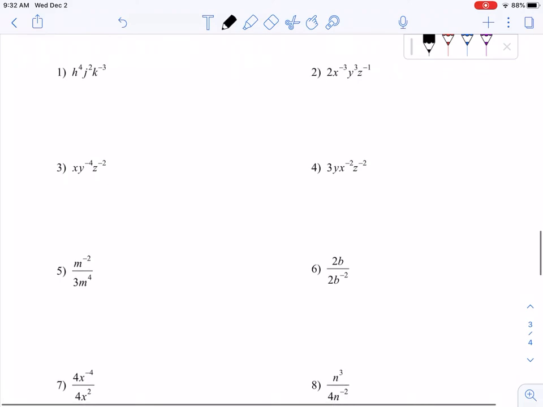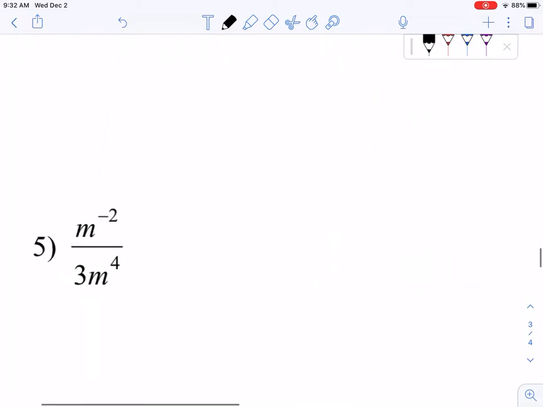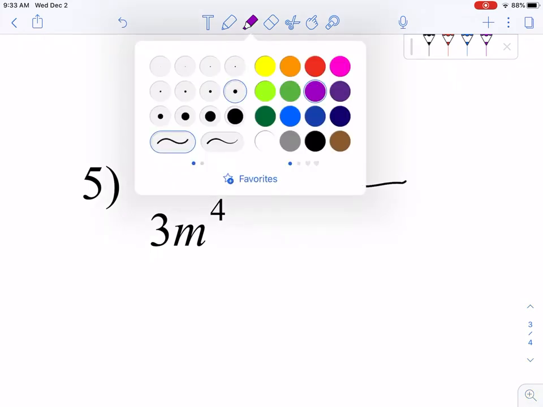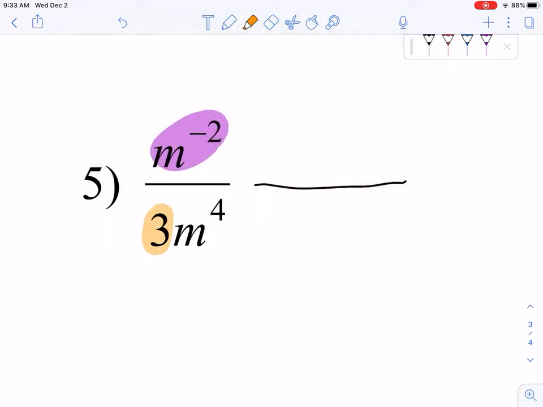So let's take a look now. I'm going to add another concept in, which is when we move these, sometimes, like this m to the negative second is unhappy. So check this out. We know that m to the negative second, which I'll highlight in purple, needs to move. 3 in orange gets to stay where it's at. It's happy in the bottom. There's no negative exponent attached. And m to the positive fourth in green here is also happy downstairs. So we're going to leave him down there.